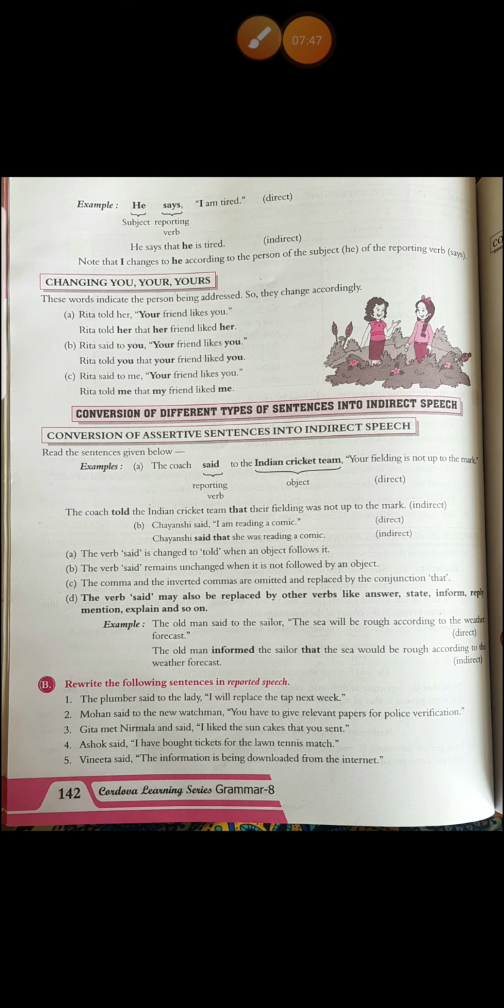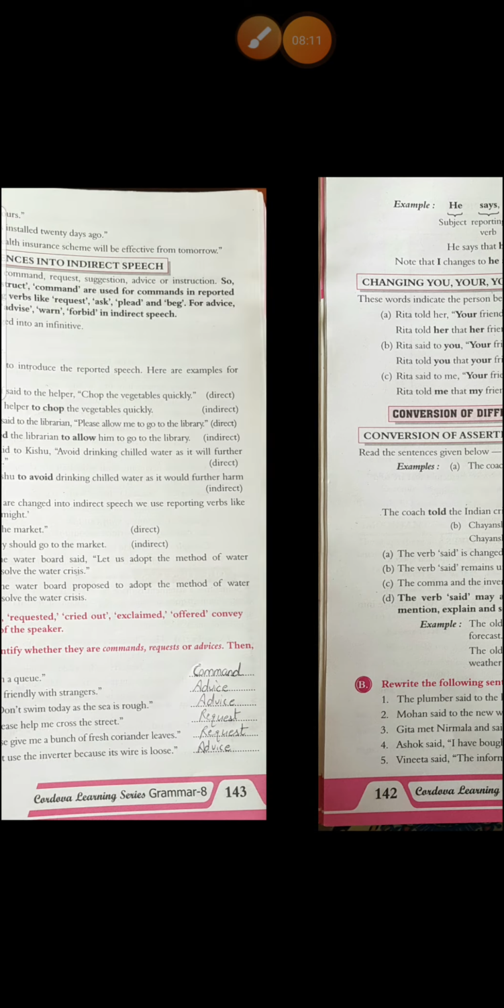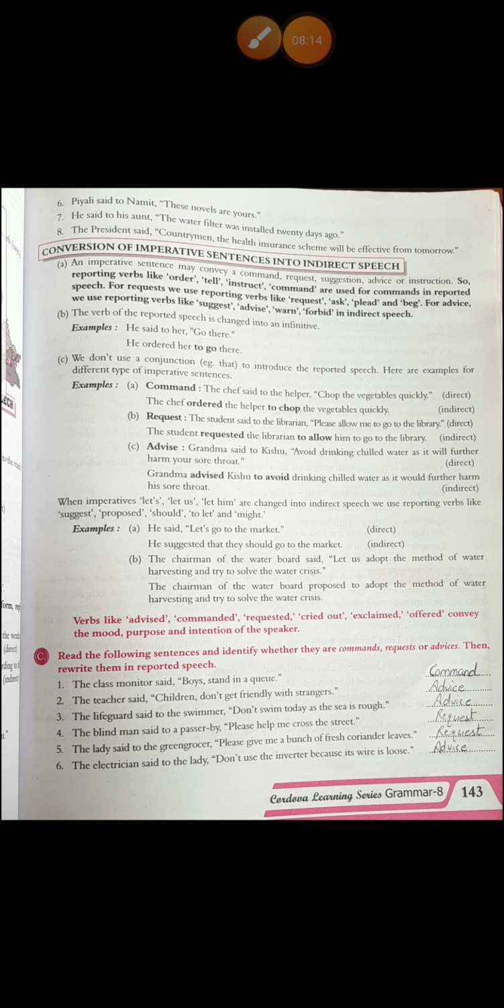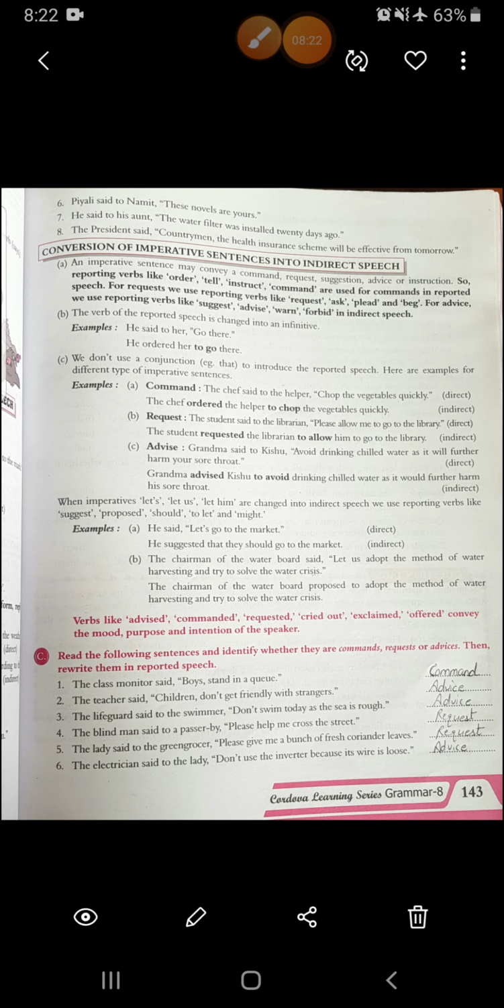Then fourth, Ashok said, "I have bought tickets for the lawn tennis match." What will be the answer? Ashok said that he had bought tickets for the lawn tennis match. Then fifth, Vinita said, "The information is being downloaded from the internet." Vinita said that the information was being downloaded from the internet. Then sixth, Piali said to Namit, "These novels are yours." Piali told Namit that those novels were his.